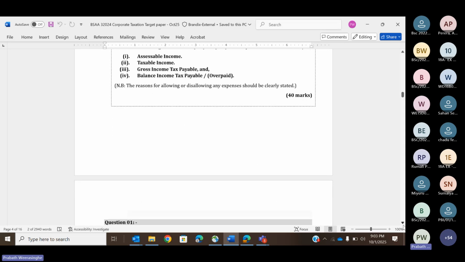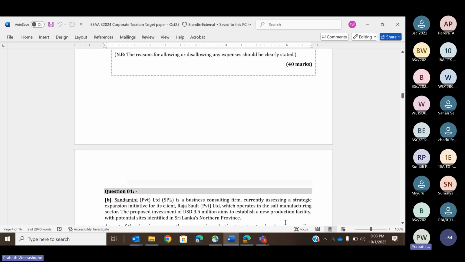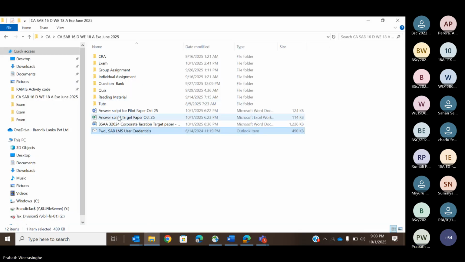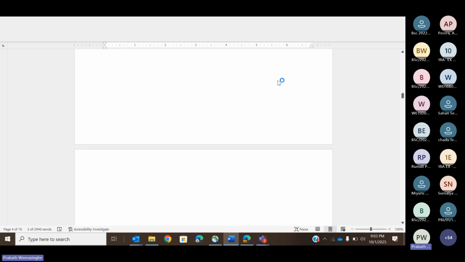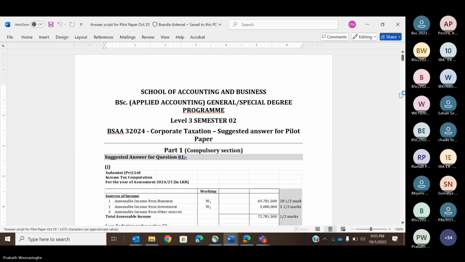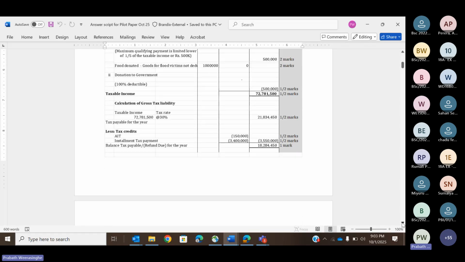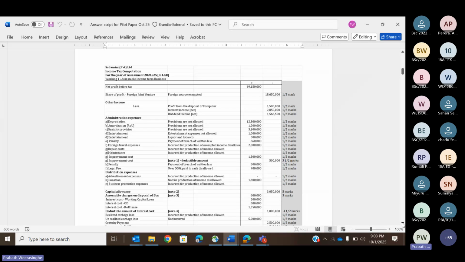That attracts 40 marks. So let me share with you this answer script that I have developed. This is the way. This is the income tax computation and the detailed computation of the workings.